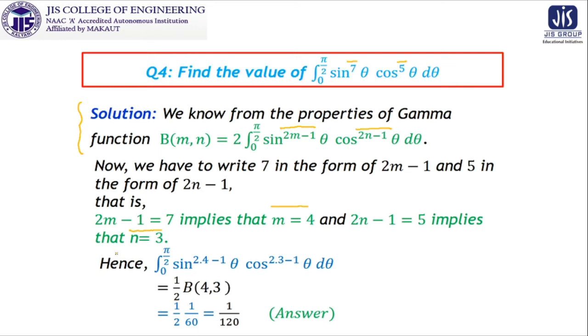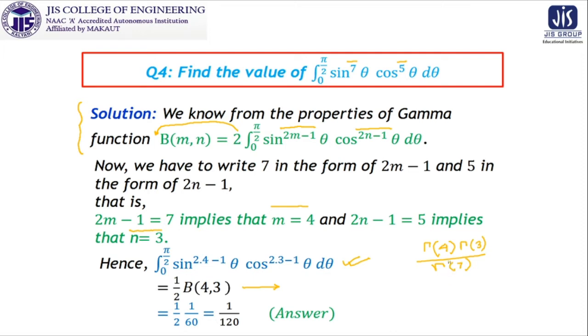Putting them in this expression, we can write this one, and from this definition putting this 2 in this part, making it 1 by 2, so 1 by 2 beta m n, so beta 4 3. The beauty is that as 4 and 3 are coming, according to the formula of the relationship between beta function and gamma function, it will be gamma 4 gamma 3 by gamma of 4 plus 3, that is 7.